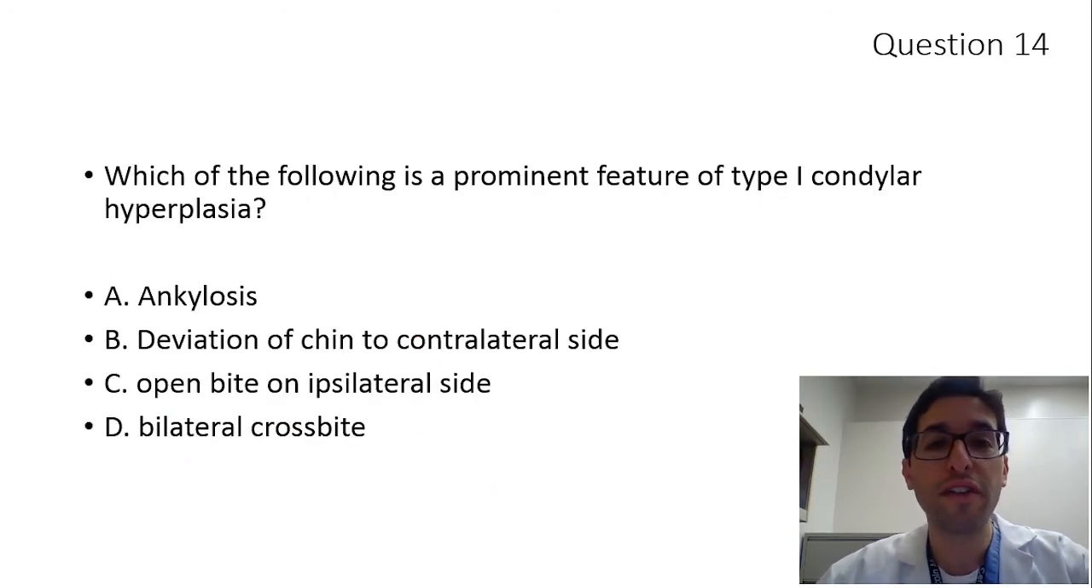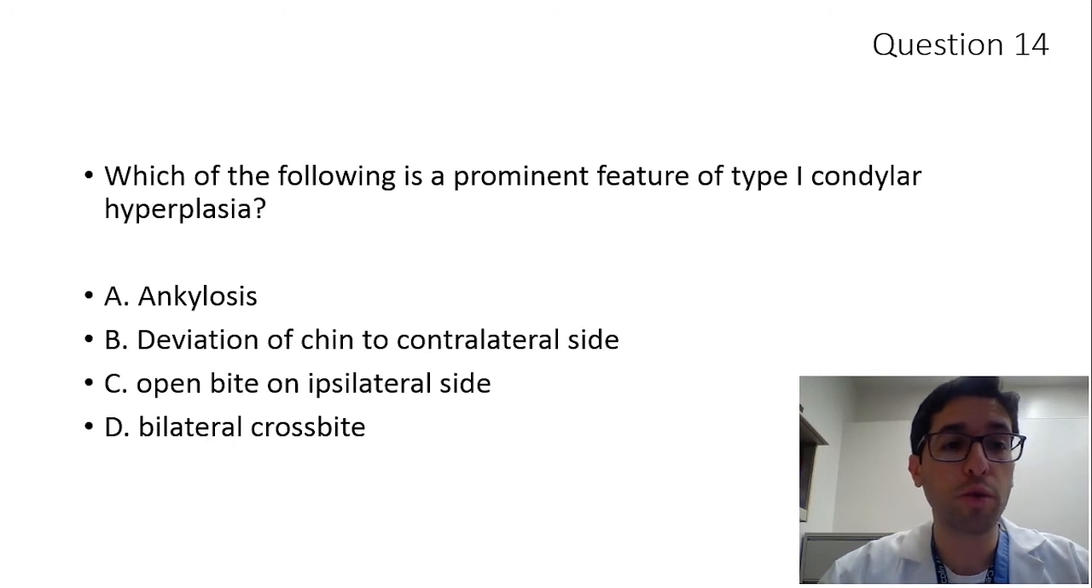Question 14. Which of the following is a prominent feature in condylar hyperplasia? So you got to know the type 1 versus type 2. So I'm going to get to a chart. This is definitely something I did not talk about in the previous lecture. It is good to know. So let's immediately off the bat, we could rule out 2 of them as completely wrong. So ankylosis, that's wrong. Ankylosis has nothing to do with condylar hyperplasia, and everything else actually could be right. Deviation of the chin, that could be right. Bilateral crossbite is not right.